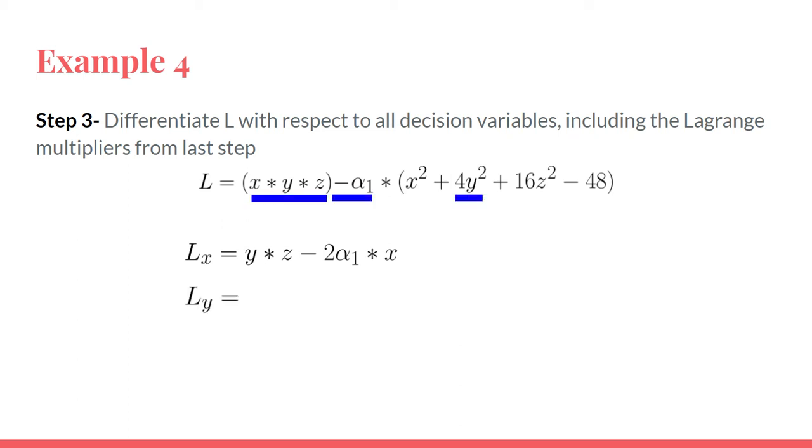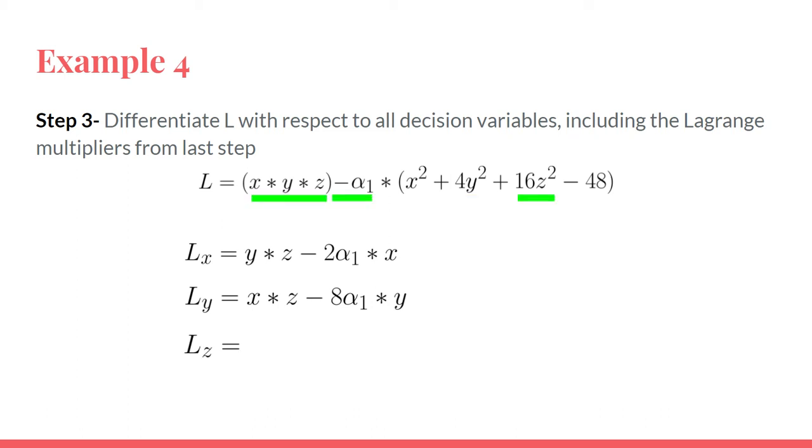We then differentiate L with respect to y. The terms in L that have y inside of them are going to be x times y times z from the objective function and minus alpha 1 times 4y squared from the constraint. Thus, L sub y is going to be equal to x times z minus 8 alpha 1 times y.